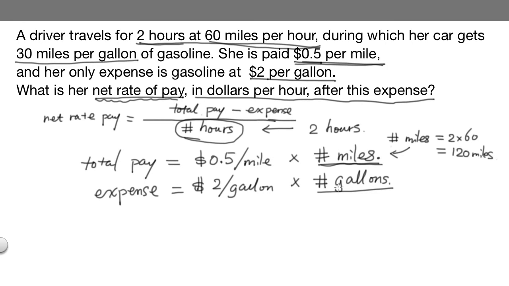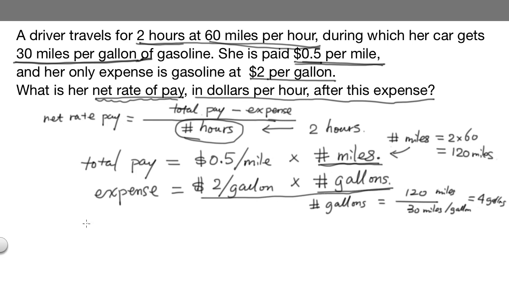And what is the number of gallons? The car gets 30 miles per gallon. To figure out the number of gallons, we need the total miles, and we already have that. So the total number of gallons equals 120 miles divided by 30 miles per gallon, which gives you 4 gallons. And we know it's $2 per gallon, so we also have this.